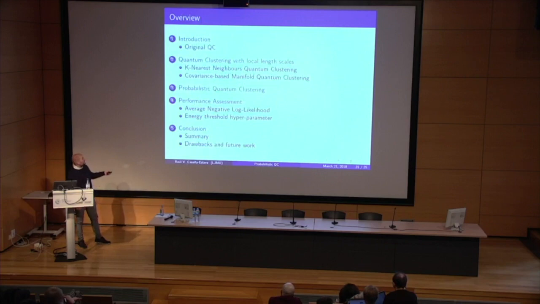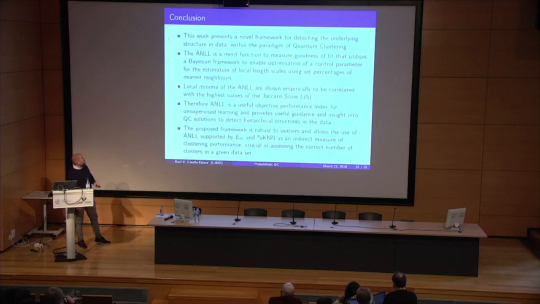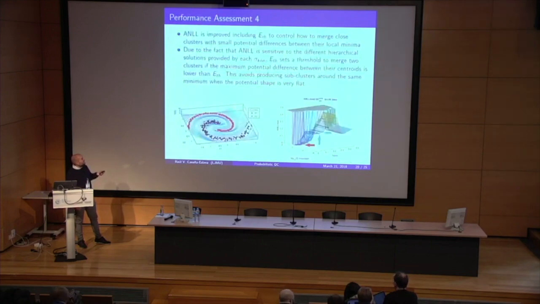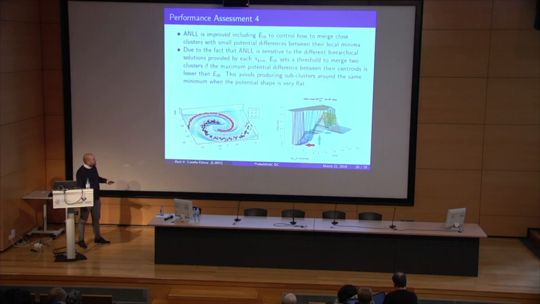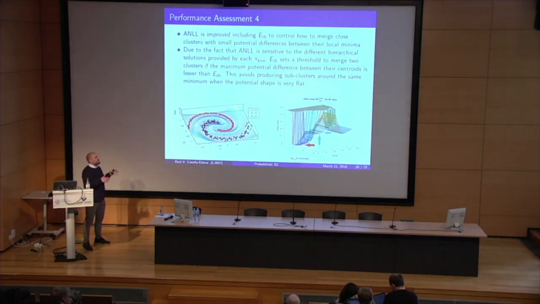So, just finishing here with the conclusion, we could say that it's a novel framework for detecting the underlying structure of the data. It's the underlying structure because here we can see each local minimum means a different structure in the model. When we change the length scale, we are assuming that our model is different. It's different because each Gaussian is completely different and the potential is different, so the clusters are different.